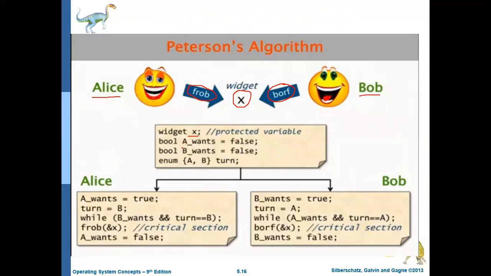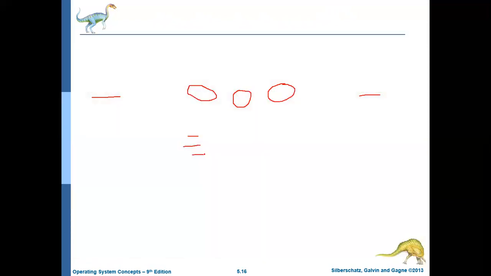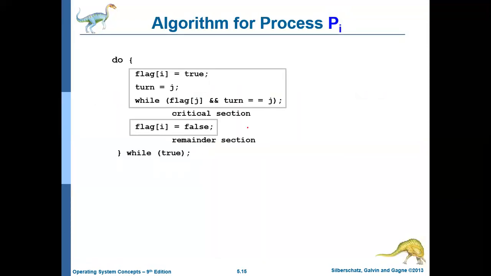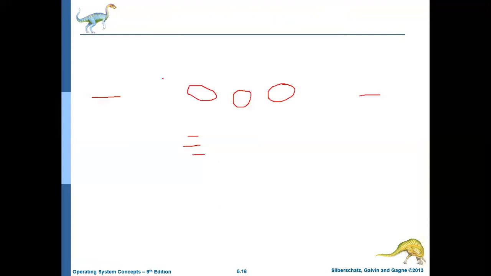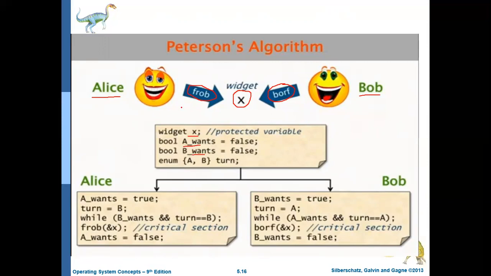Okay, so there are two variables, A wants and B wants. It is similar to the algorithm we have discussed, flag of i and flag of j. Flag of i equal to true means i wants to enter the critical section. Flag of j equal to true means j wants to enter the critical section. Similarly, here, instead of that array, we are using different variables, A wants and B wants. Initially, both are false. That is, A doesn't want to enter the critical section and B also doesn't want to enter.